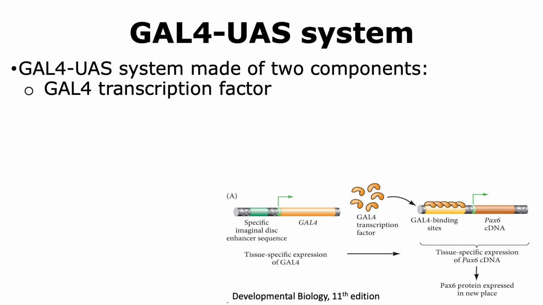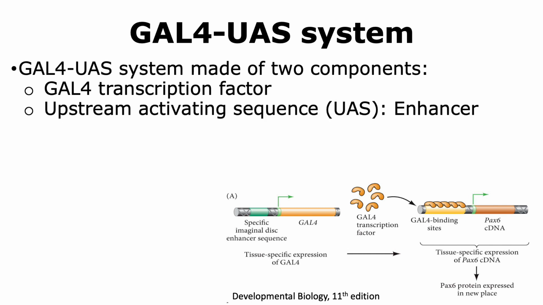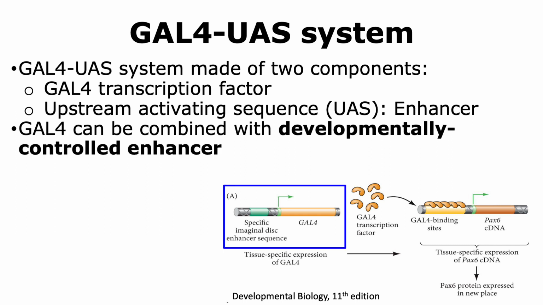We're now going to look at another system, which is the Gal4-UAS system. The Gal4-UAS system is made up of two components, the Gal4 transcription factor and the upstream activating sequence or UAS that normally acts as an enhancer. So the Gal4 is a protein while the UAS is a DNA sequence. The Gal4 can be combined with the developmentally controlled enhancer as shown in the figure in the blue box. So in this case, the gene that expresses Gal4 is combined with an enhancer sequence, which in this case is the specific imaginal disc enhancer sequence.